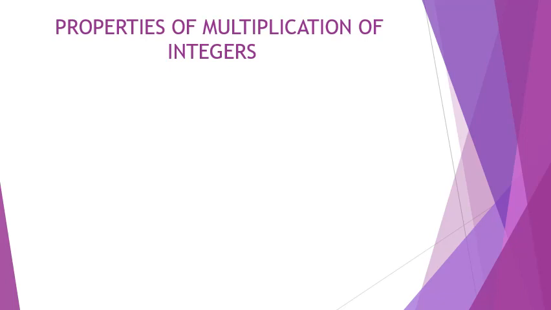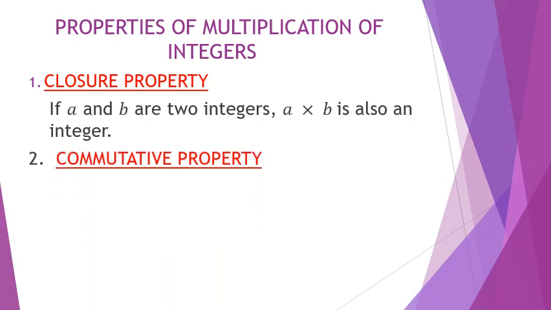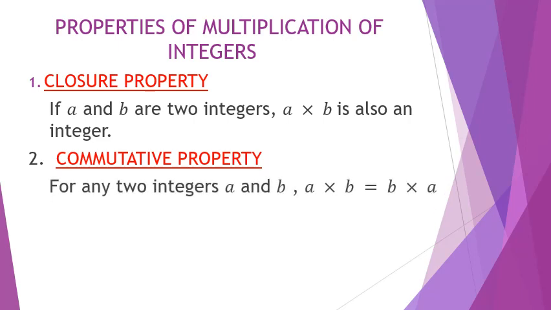Next is properties of multiplication of integers. First property, closure property. That means if we multiply any two integers, the result is also an integer. If a and b are two integers, a into b is also an integer. Second property is commutative property. Commutative property means we can multiply any two integers in any order. So we can write a into b equals b into a for any two integers a and b.